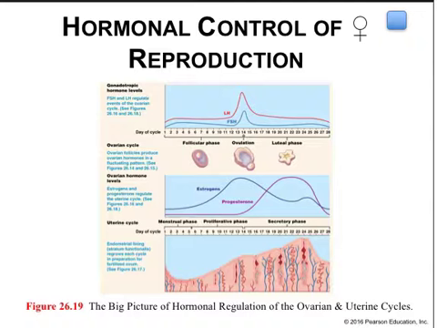If fertilization does happen, the outer layer of the developing embryo begins to secrete human chorionic gonadotropin, which prevents the corpus luteum from degenerating, and progesterone levels remain elevated through the first 1.5 trimesters of the pregnancy.